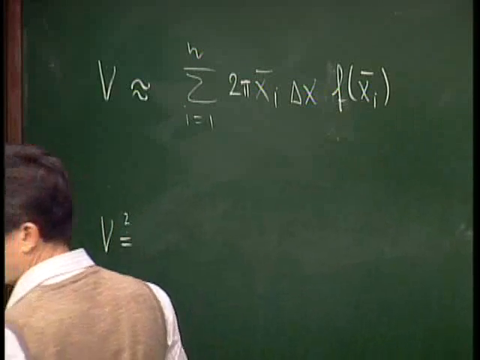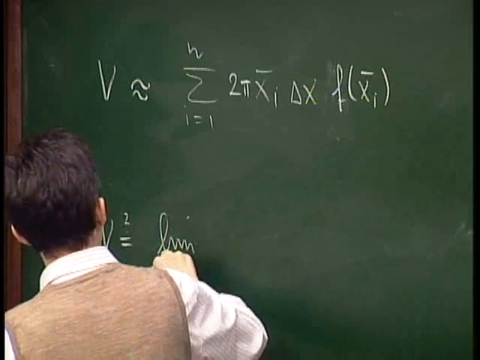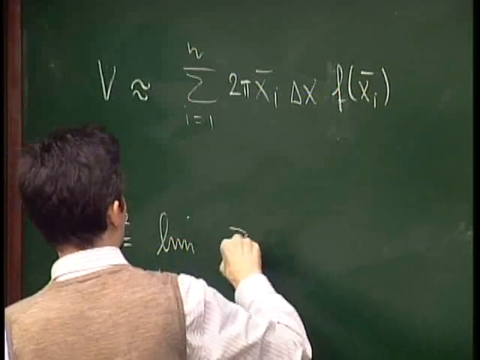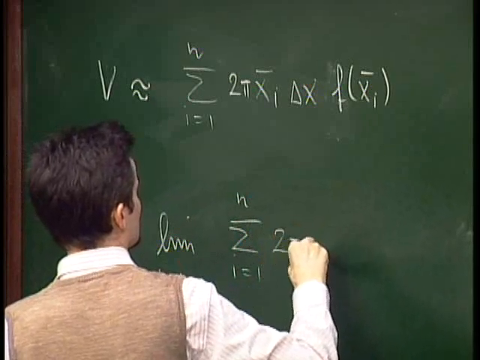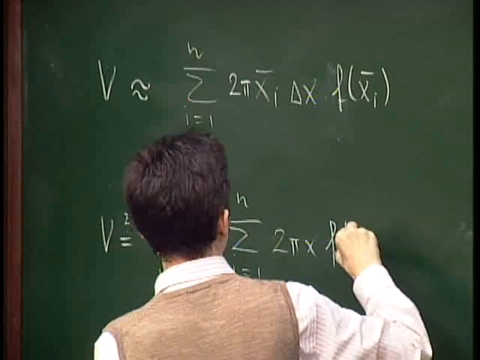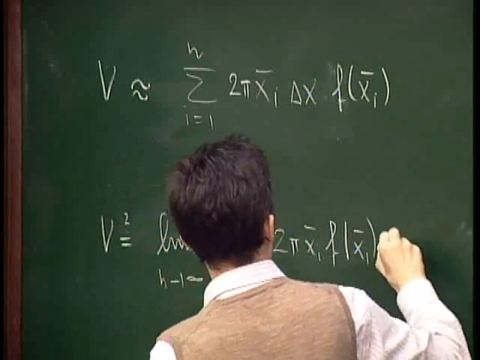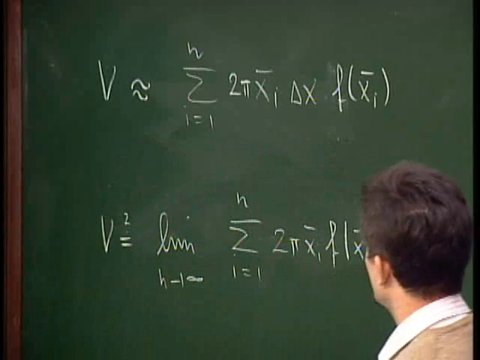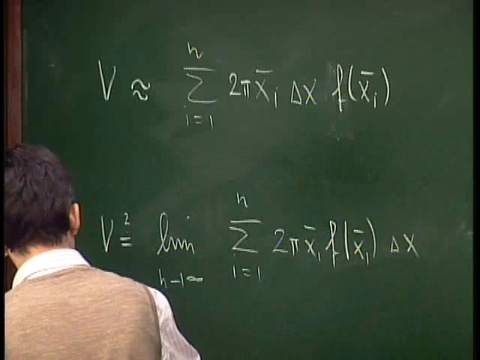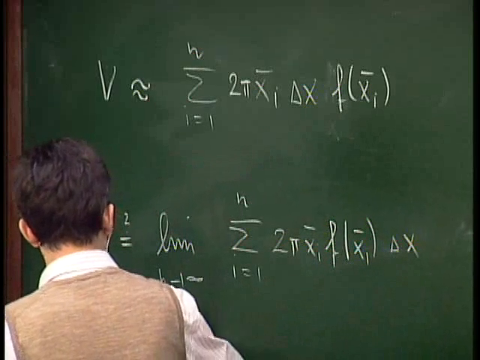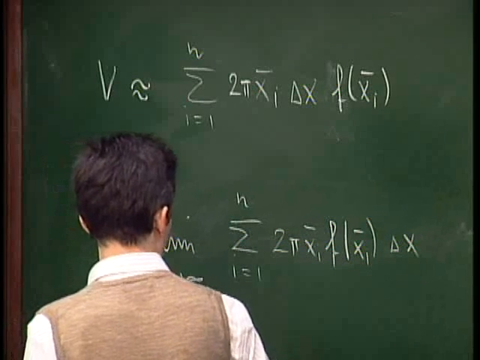Actually, this is something you have to prove. So the volume should be given by the limit as n tends to infinity of the sum from i equals 1 to n of 2 pi x f of x delta x. And you recognize that, because of our choice of the sample point, this is the Riemann sum. So what we have here, by definition, is the integral from a to b of 2 pi x f of x dx.